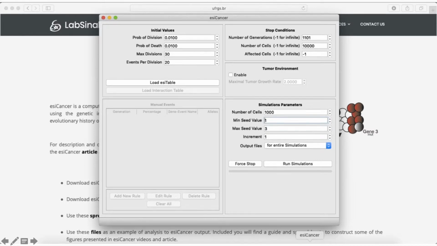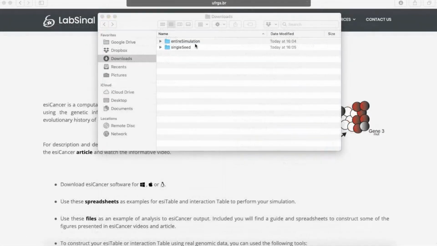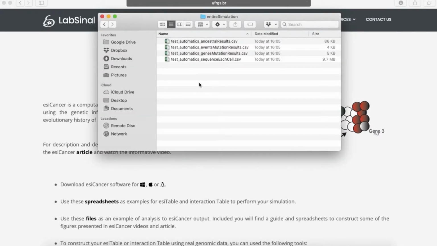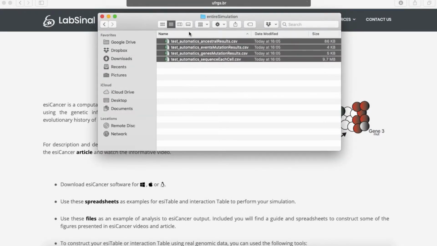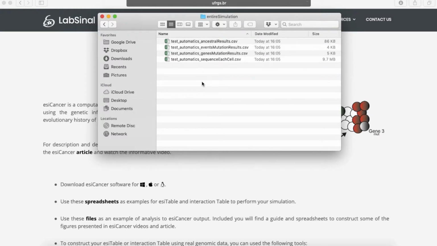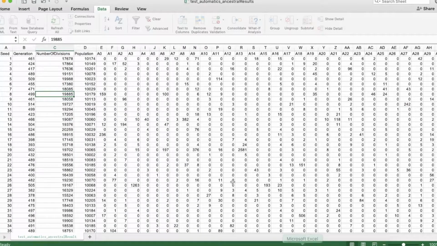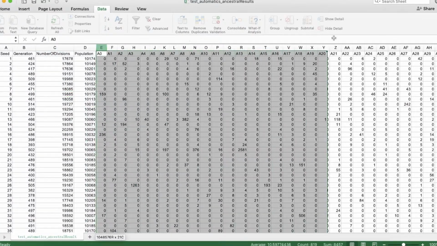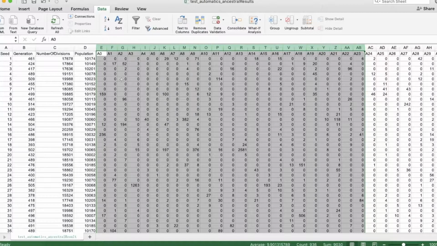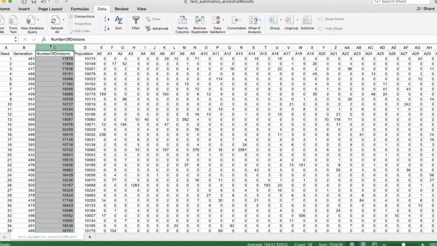If Output Files option is selected for entire simulations, Easy Cancer also generates 4 outputs, containing summarized data from the final generation of each seed. In the automatics ancestor results output, the number of descendants for each ancestral cell in the final population of each seed is saved. Additionally, in this output, the total number of divisions of a specific run is saved.